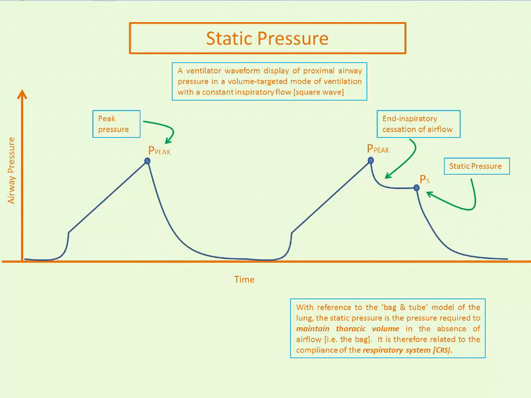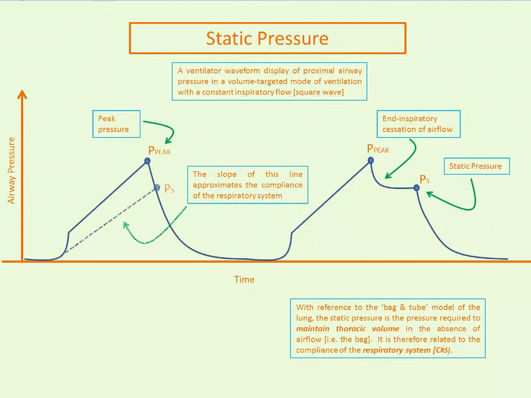And then going back to the bag and tube model of the lung, which I introduced in the first part of this chapter, the static pressure is the pressure that's required to maintain the thoracic volume in the absence of airflow, as I mentioned. And then in this pressure-time graphic, you can generate a slope here, and I'll talk about this in a few more slides. But really, and I think you'll understand why in the later slide, the slope of zero airflow to the static pressure approximates the compliance of the respiratory system.